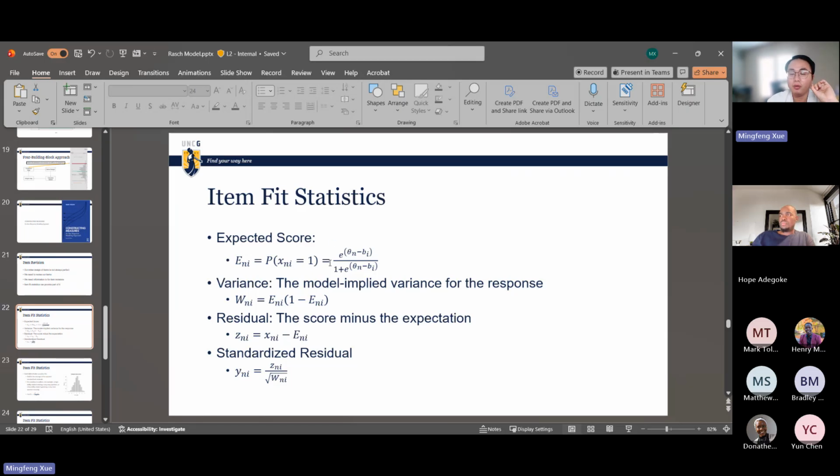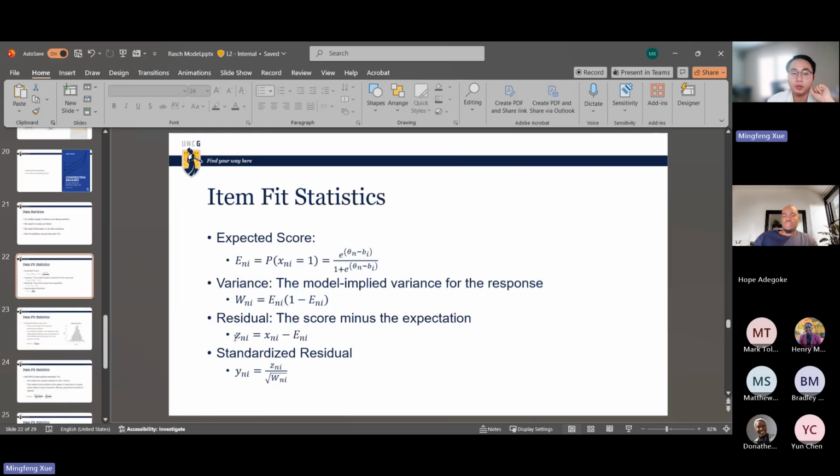First, we have this Rasch model. Based on the Rasch model, we can calculate the expected score, which is the probability, because this is a binary score. And then we can calculate the variance based on the model. Because these are binary responses, the variance is the product of the success rate and the failure rate. Then we can calculate the residual, which is the difference between our observed score and the probability. You need to standardize it with the variance. And with that, we have all of the information we need to calculate the fit statistic.